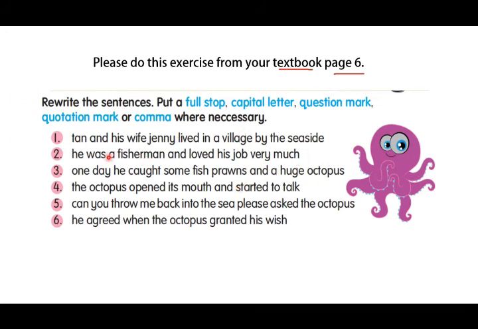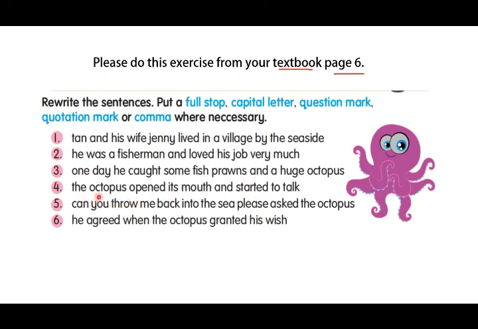Okay, I will read to you the sentences and you try and you have to listen where you need to put a question mark, a comma or a quotation mark. Tan and his wife Jenny lived in a village by the seaside. Agak tahu tak apa yang salah kat sini? Okay, number 2, he was a fisherman and loved his job very much. Tahu tak apa yang tak ada? Okay, number 3, one day he caught some fish, prawns and a huge octopus. Ada beberapa benda kat sini, jadi kena letak apa?